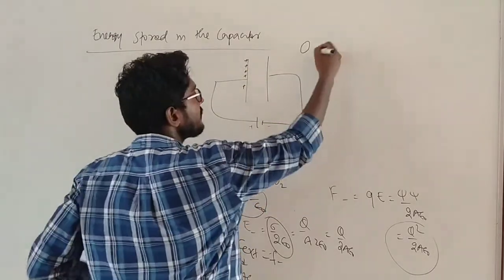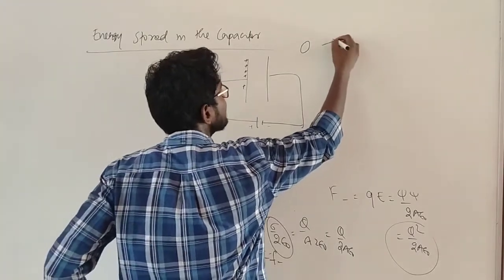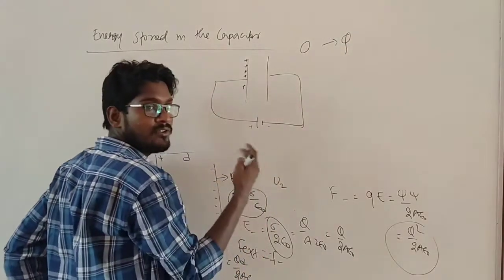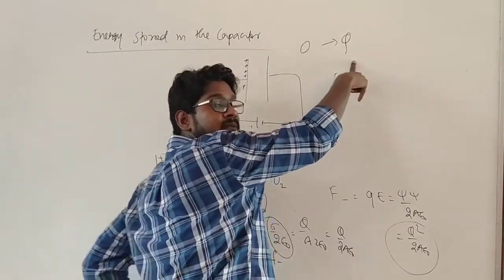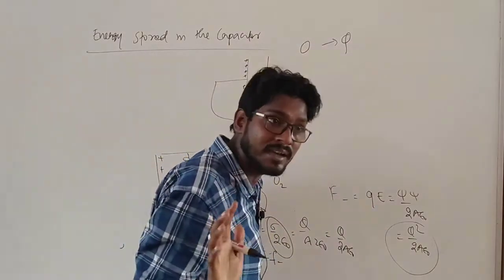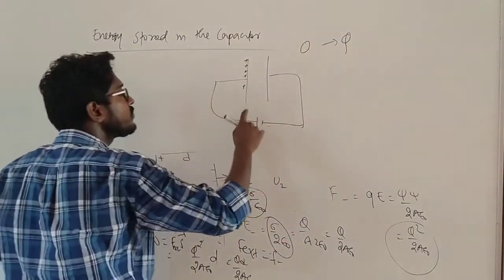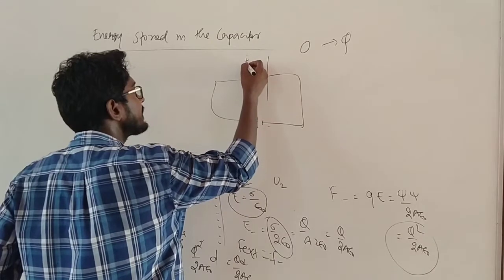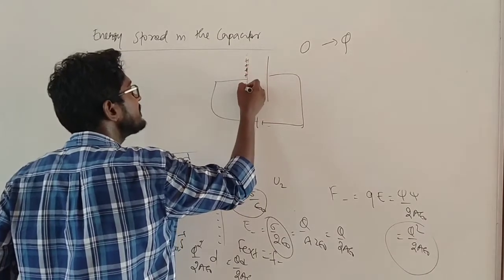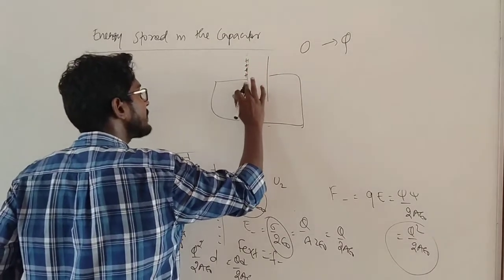Clear? And now you are connecting the battery, charge starts increasing and the final charge becomes Q, which is the maximum charge. You are moving from 0 to Q, which is the maximum charge when the capacitor gets fully charged. So first one charge comes, then one plus charge, then another, increasing. First one plus charge came.